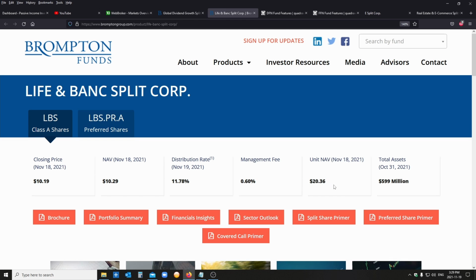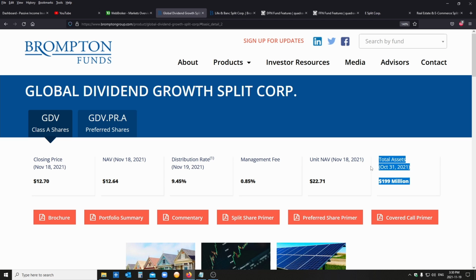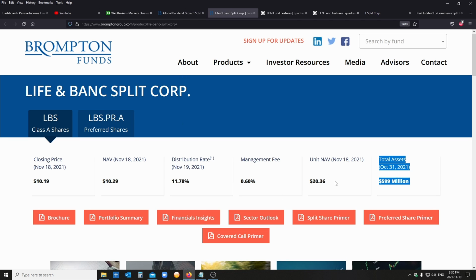So nice and far from the $15. This is an older one, so that's why it's bigger, right? It's past 600 million, whereas GDV was 200 million. Not that that matters, but you see here, and I'm going to talk about this later, right? The higher the unit NAV, the lower the risk, but the lower the yield will be. So this one is a little bit lower, but the yield is higher.